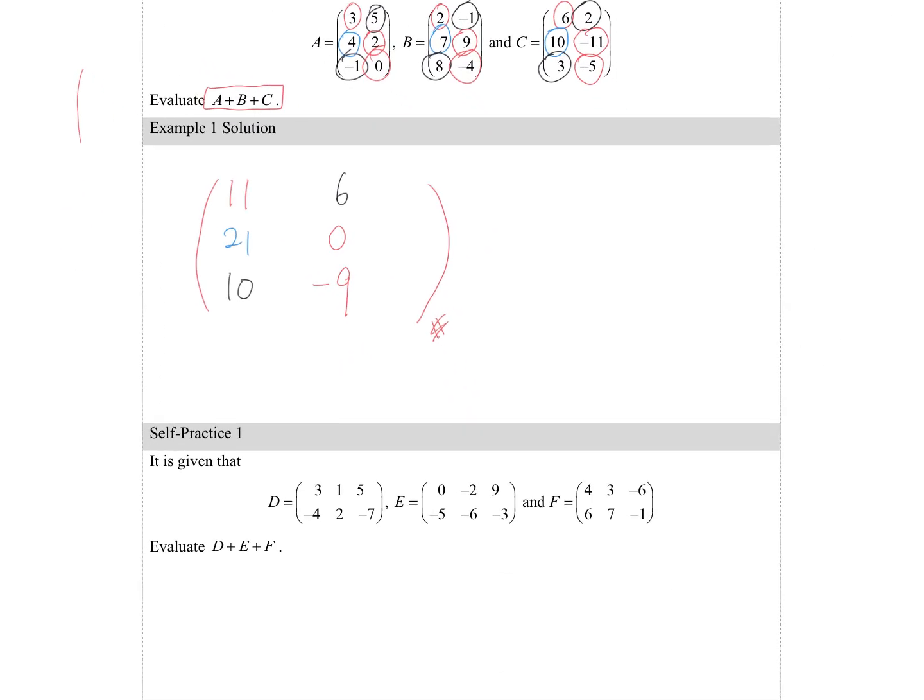Okay, then DEF, just add all the 3 corresponding entries together. Going too fast. Hanson, just add.